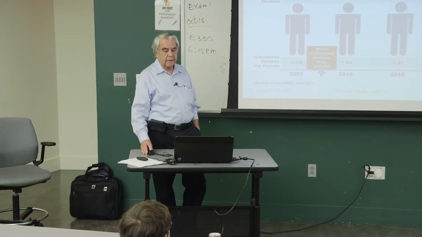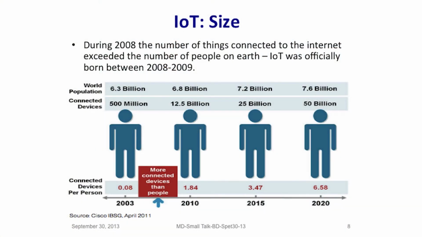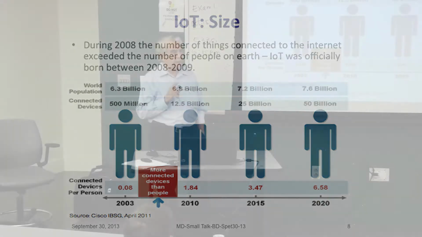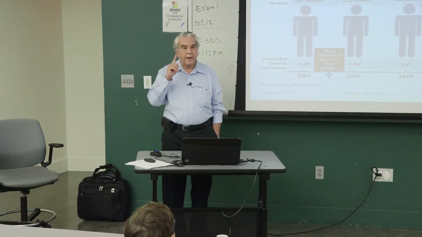Okay, so when it was really created, somewhere between 2008 and 2009, the number of devices, the number of things connected to the internet became equal to the number of human beings. In 2010, the numbers are 12.5 and 6.8: 6.8 billion people in the world, 12.5 billion devices. In 2015, it's going to be 25.7. In 2020, it's going to be 50 billion. 50 billion devices generating data all the time.